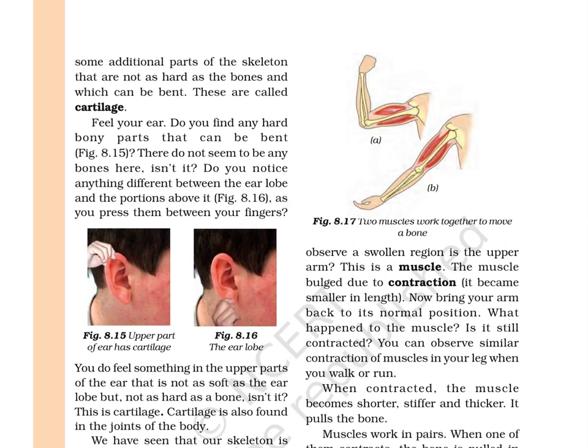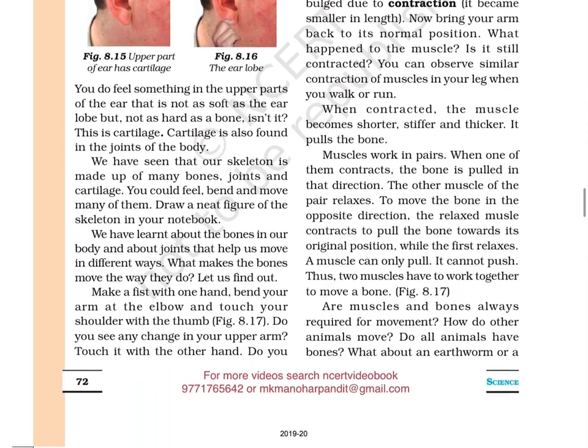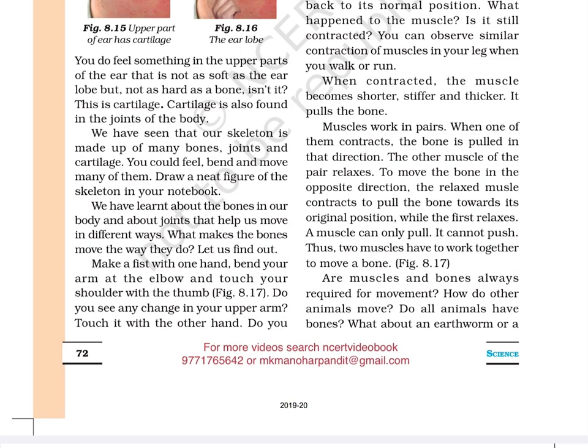Now bring your arm back to its normal position. What happened to the muscle? Is it still contracted? You can observe similar contraction of muscles in your leg when you walk or run. When contracted, the muscle becomes shorter, stiffer, and thicker. It pulls the bone. Figure 8.17 shows two muscles work together to move a bone. Figure A, Figure B.